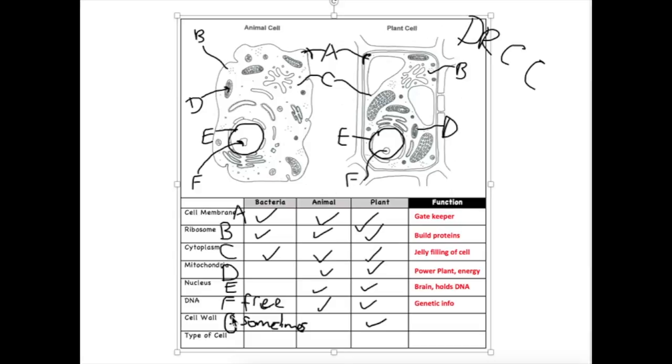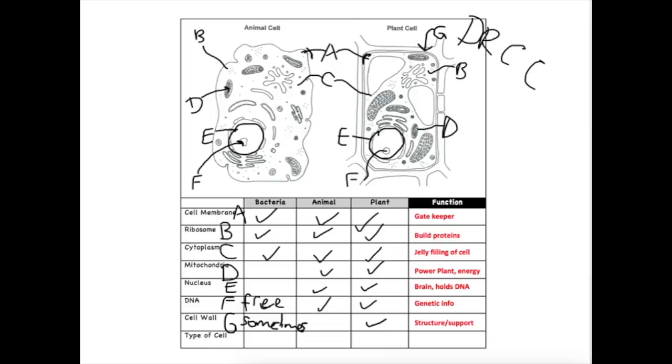And if I look up here at my pictures, I have the animal and plant. Remember, only plants have that cell wall. That's this very rigid structure right here, and we'll label it G. The whole purpose of a very rigid structure is to provide support. So that is going to provide our structure and support.